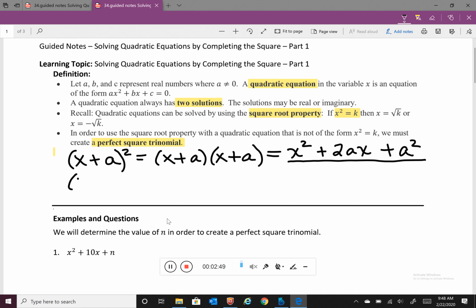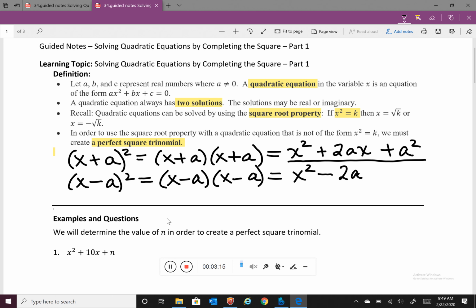So then the other form can be x minus a quantity squared, which is going to give us almost the same outcome, but this time we have x minus a times x minus a. This still produces x squared, but because of the subtraction, we have minus x times a, and then minus a times x, which combines to be minus 2 times ax. And then finally, a negative times a negative is a positive, so this gives us plus a squared. And this is also a perfect square trinomial.